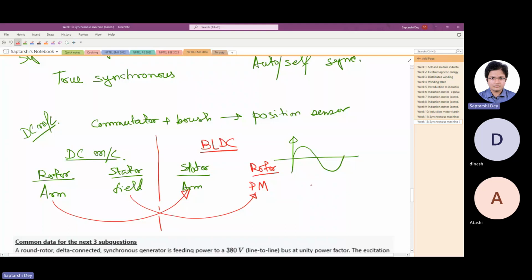We don't know when a certain phase of the stator should carry positive current, when it should change polarity and carry negative current. So who will decide that? The position of the rotor, or better to say the position of the q axis of the rotor with respect to a certain phase, will decide when the current will flow. For that we need a position sensor. So BLDC cannot run without a position sensor.